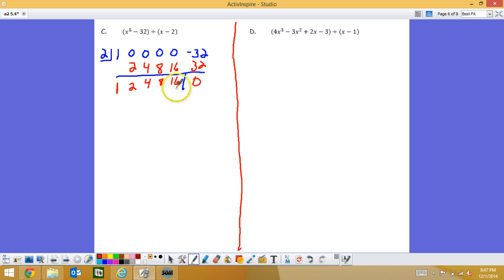So, constant, linear, quadratic, cubic, quartic. So our quotient is actually a quartic.